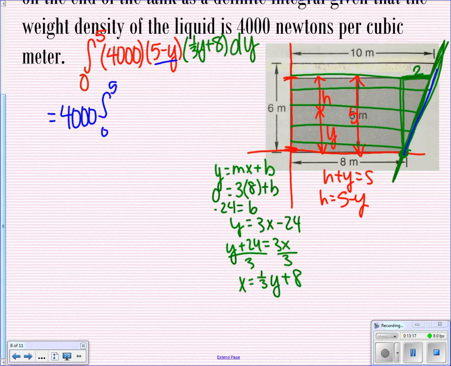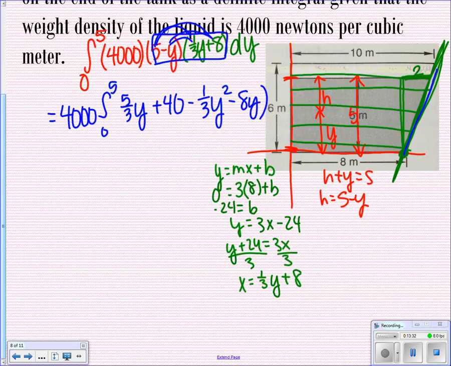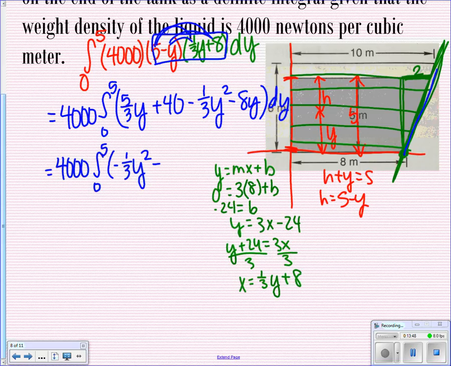Okay, so what they do now is to factor out or pull out the 4,000, and then they actually distribute these two here. And so we're going to have 5/3 y plus 40 minus 1/3 y squared, and then minus 8y. And then we can combine the two terms there that are both y's. So we have negative 1/3 y squared. 5/3 minus 8 is going to be negative 19 over 3 y. Then we have plus 40 and then dy.